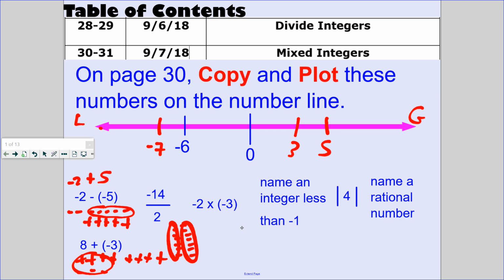2 times 3 is 6. What's the opposite of a negative? A positive 6. Because a negative times a negative is a positive. Opposite of a negative is a positive.